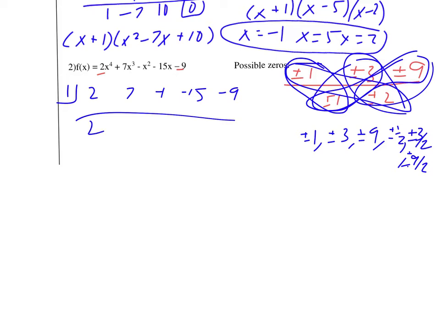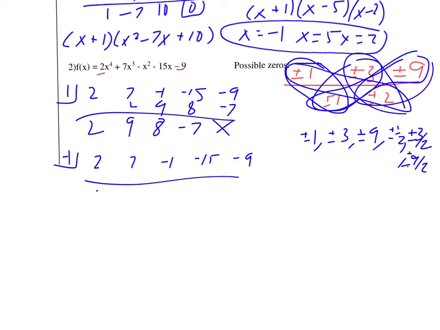So I got 2, 2, 9, 9, 8, 8, negative 7, and that one's not going to work. So I'll switch over to negative 1. That's usually the place I go next. Try that out. So 2, negative 2, 5, negative 5, negative 6, positive 6, negative 9, positive 9, and that one did work out.